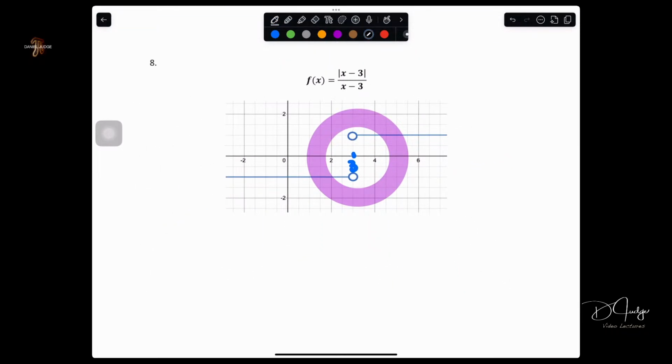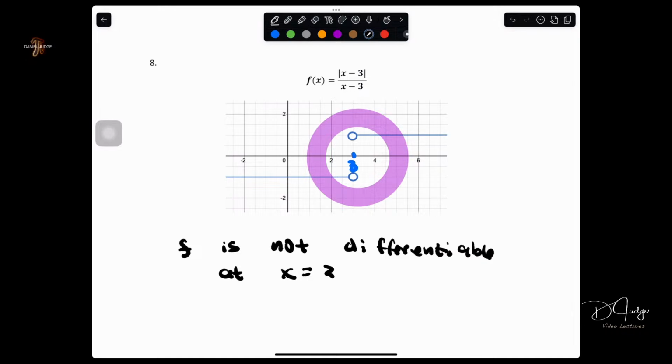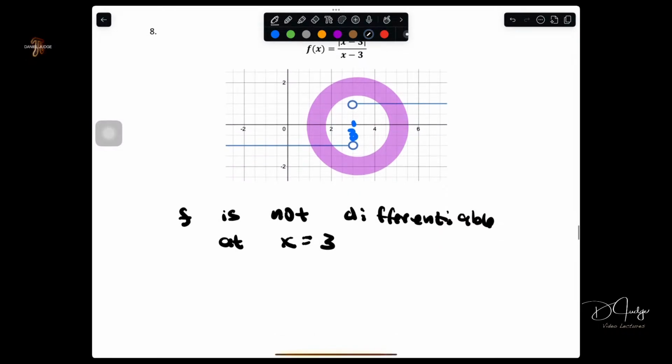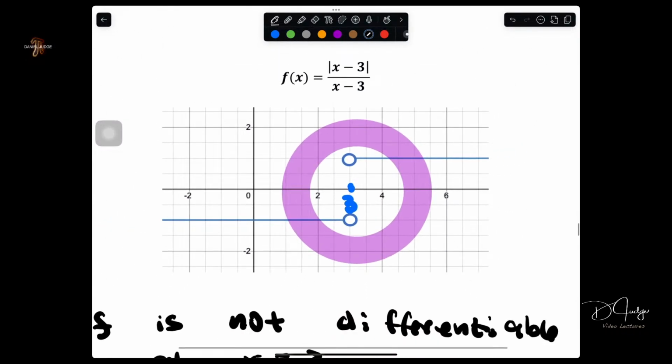So this means f is not differentiable at x equals 3 because you have a jump discontinuity. I'm going to write that down here so you guys can see that.